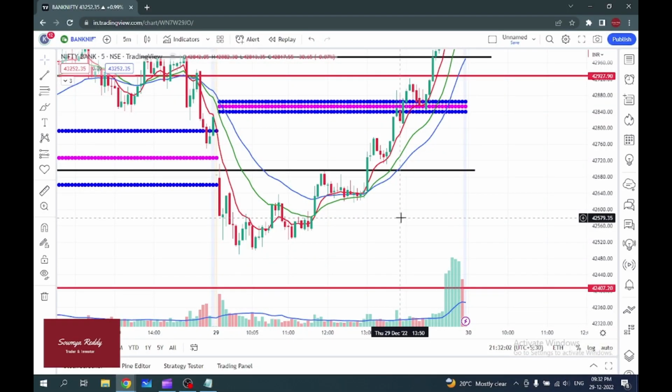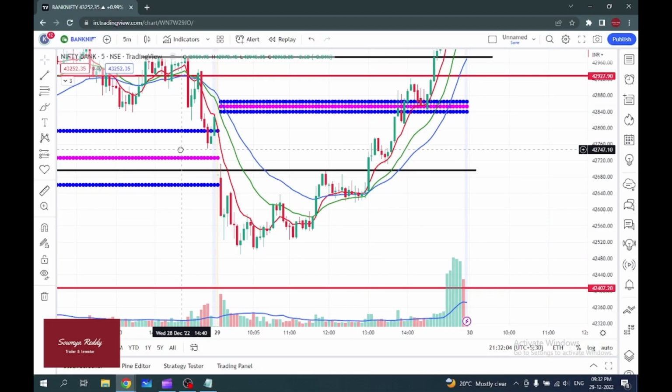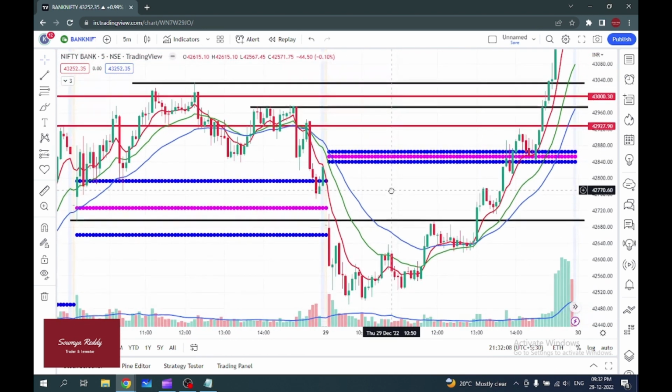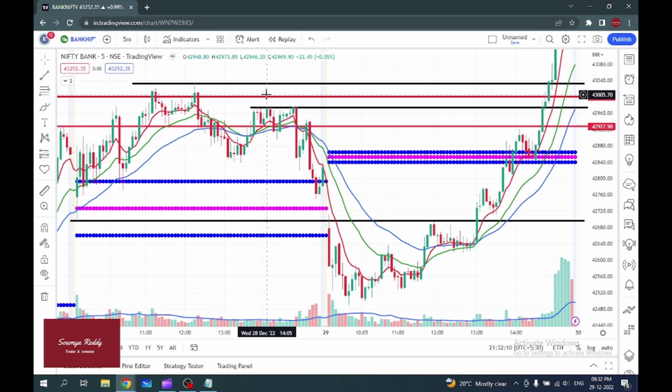Here is a chart of Banknifty. Let's see the important levels of yesterday. This is the previous day low from yesterday. This is the previous day high. And this is one important resistance zone where yesterday the market tested this level for almost 1 hour and tried to reverse from this location. And there's one more important level, that is 43,000.